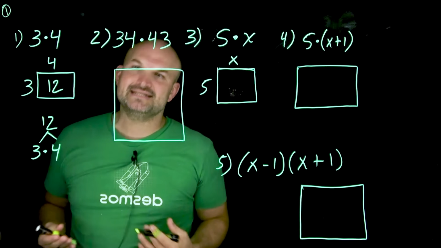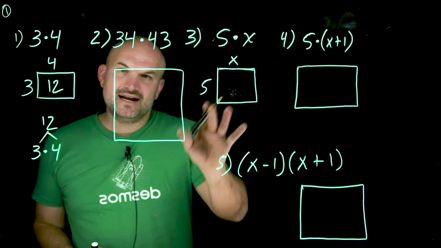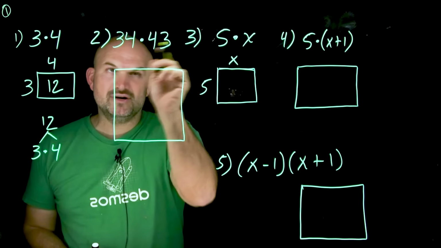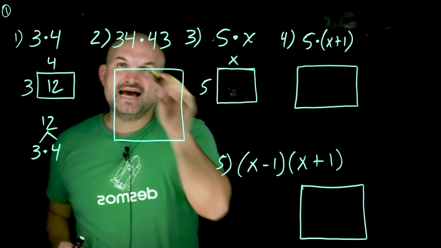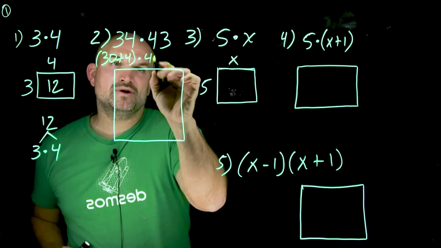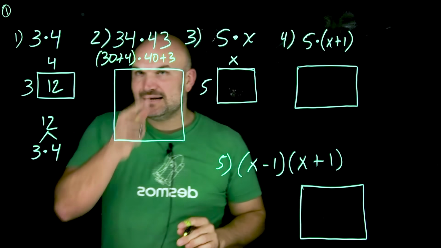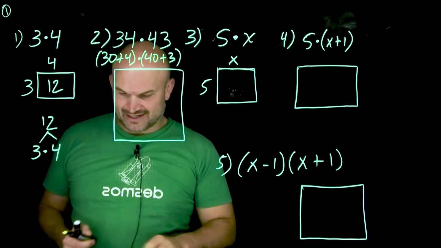If we use this concept of to multiply is to find the area, then what we can do is kind of visualize, well, how can I break this up? 34 times 43, I have no idea what that is. However, by breaking this down into a 30 plus 4 times a 40 plus 3, I can get a better understanding of how to represent this multiplication. And actually, I need to rewrite this.